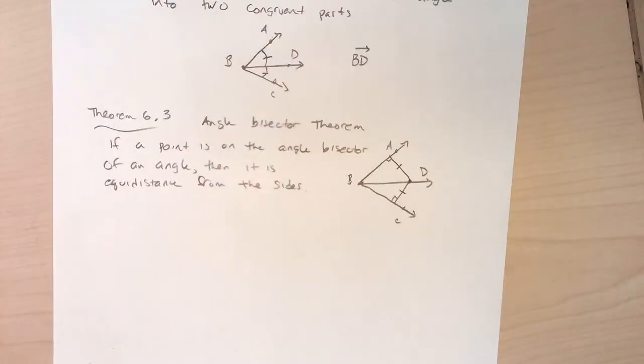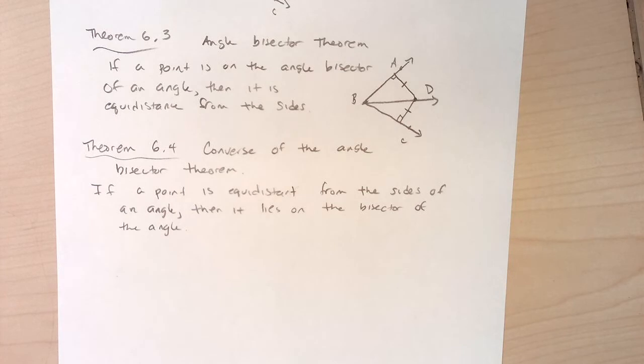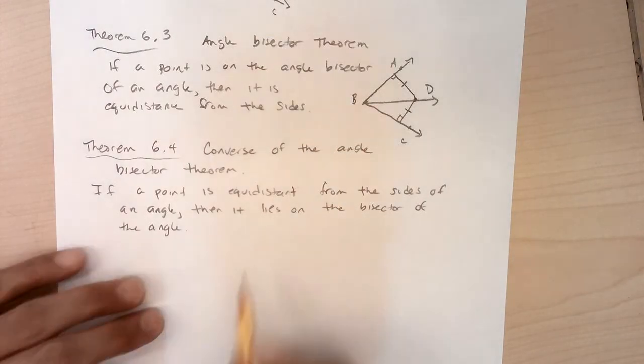So similar to the perpendicular bisector theorem, Theorem 6.4, since the angle bisector theorem is written in terms of a conditional statement, is the converse of the angle bisector theorem. And before I write the converse of the angle bisector theorem, maybe you could write it on your own. Remember the converse of a conditional statement, you're just switching the hypothesis and conclusion. It should read something like this. If a point is equidistant from the sides of an angle, then it lies on the bisector of the angle.